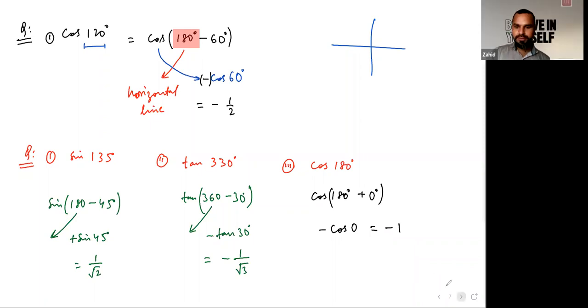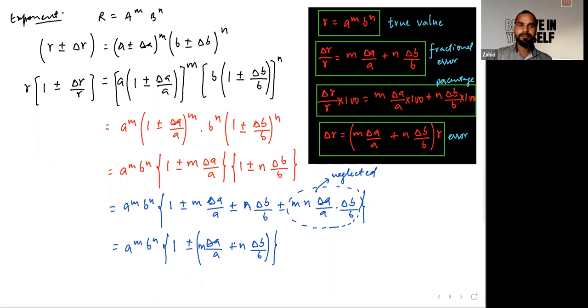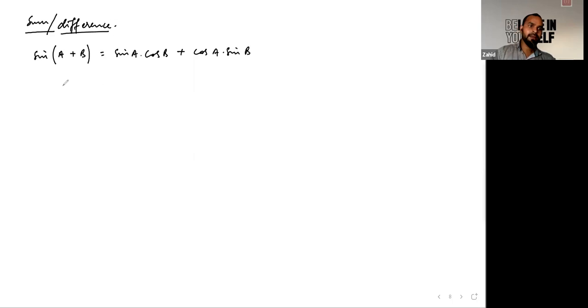Now, you have to remember some of the formulas. Sum or difference of angle. Let's say if you have sine of A plus B, it will be sine A times cos B plus cos A times sine B. If you have sine of A minus B, it would be equal to sine A cos B minus cos A times sine B.